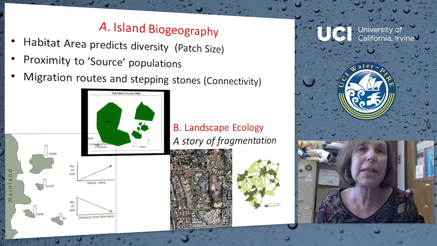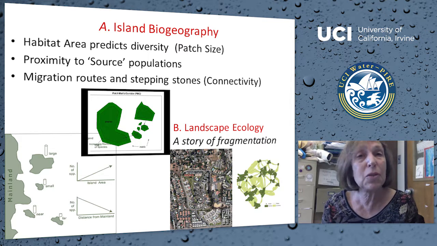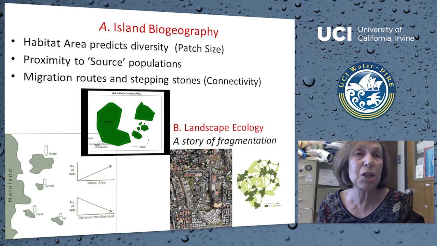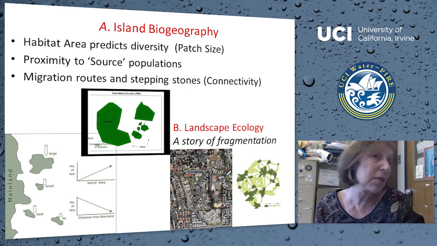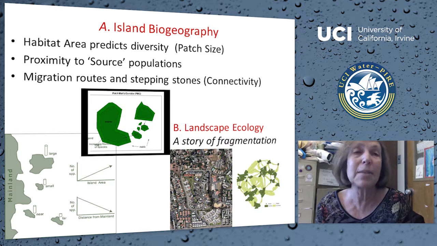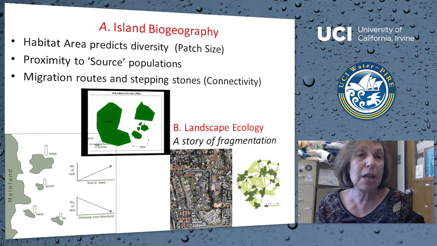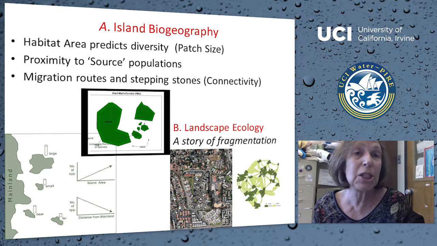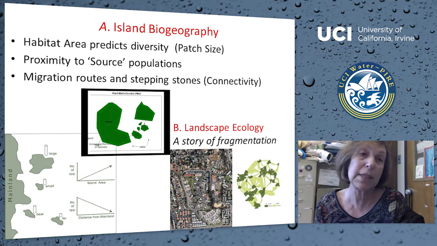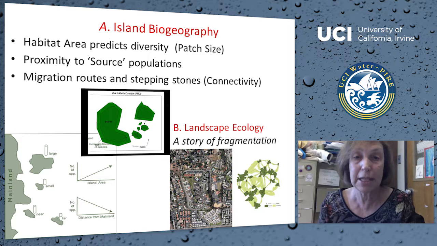If we go to the next slide, island biogeography is one type of spatial ecological theory, a very old one. This predicts that the area or size of the biofilter might predict diversity, which we might want to maximize. It suggests that proximity to source populations is important, and that the spatial structure of habitats affects migration routes and stepping stones, in other words, the connectivity.